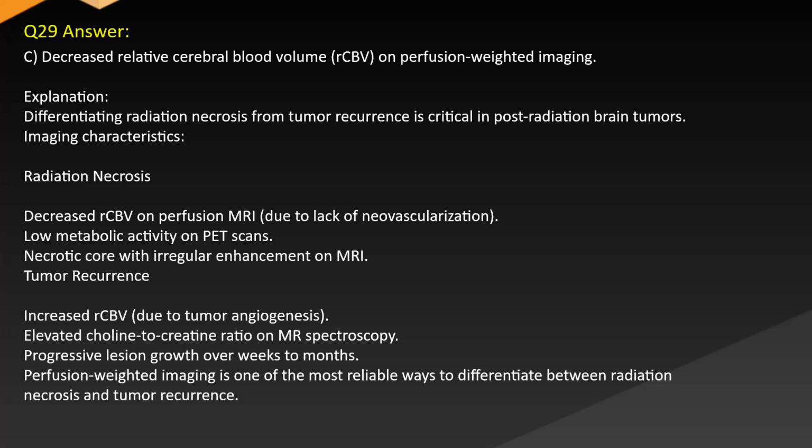Imaging characteristics: radiation necrosis decreases rCBV on perfusion MRI due to lack of neovascularization, low metabolic activity on PET scans, necrotic core with irregular enhancement on MRI. Tumor recurrence increases rCBV due to tumor angiogenesis, elevated choline to creatine ratio on MR spectroscopy, progressive lesion growth over weeks to months. Perfusion-weighted imaging is one of the most reliable ways to differentiate between radiation necrosis and tumor recurrence.